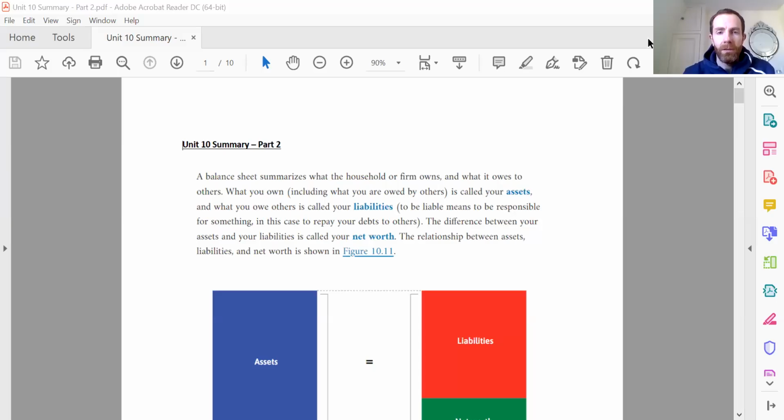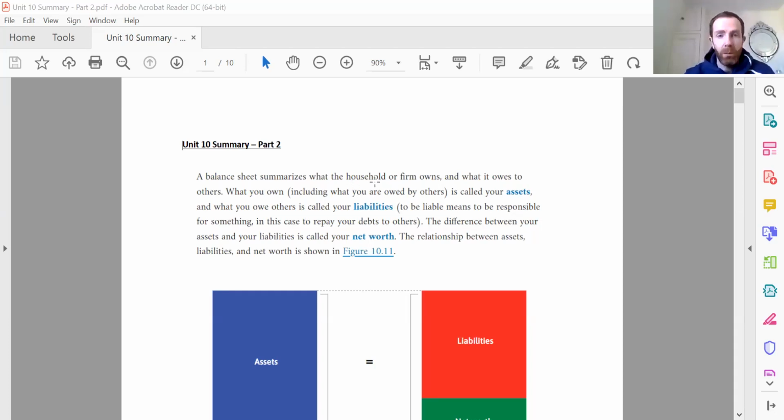Hi everyone. So this is the second part of my Unit 10 summary. This is the part that's going to look at banks and assets and liabilities and everything kind of around the financial sector. So the place where I'm going to begin is with this idea of a balance sheet, because a balance sheet is a useful way of looking at two things.